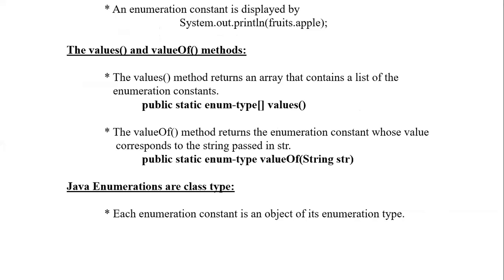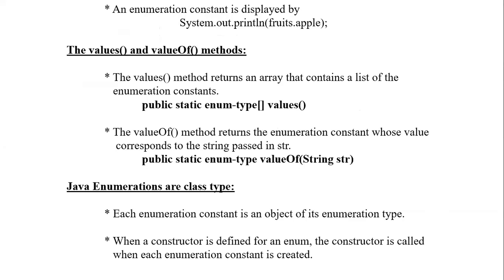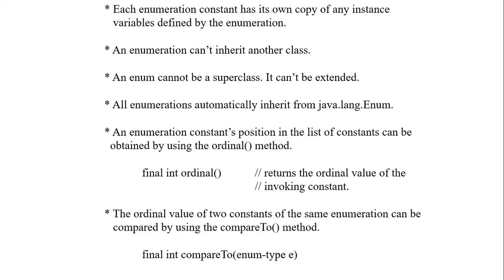Okay, so Java enumerations are class types. Each enumeration constant is an object of its enumeration type. If I'm talking about Jan, then its type will be Month only. If I'm talking about Feb, then its type is that enum, that means that particular month itself. When a constructor is defined for an enum, the constructor is called when an enumeration constant is created.